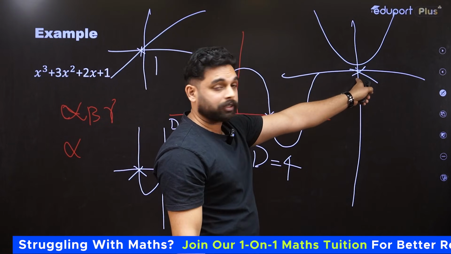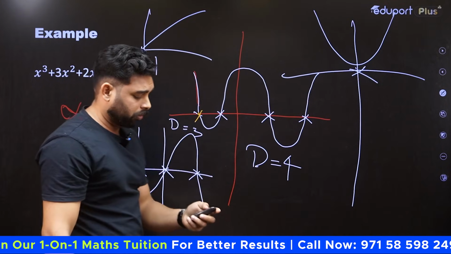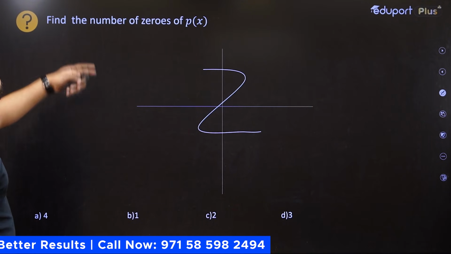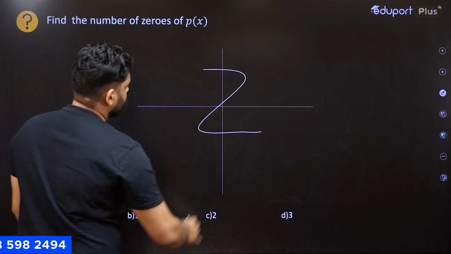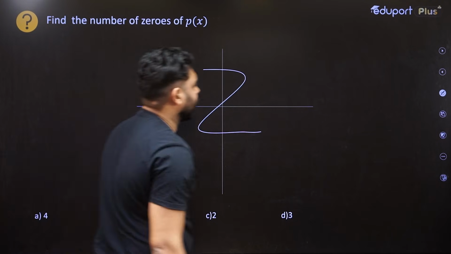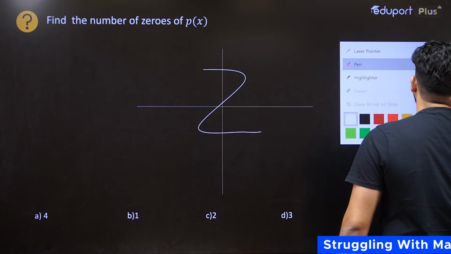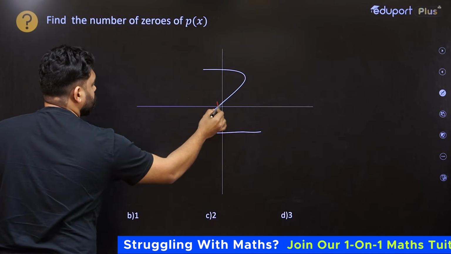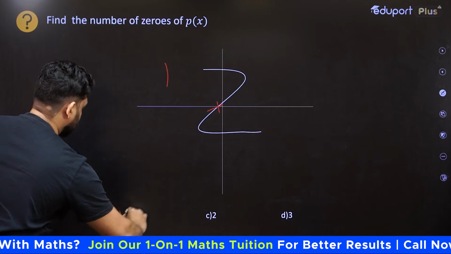It should touch the x axis to get the zeros. If it is not touching, there will be no zeros. So just do this problem, find the number of zeros of p of x. Here just look how many times it's touching the x axis. In this case the number of times this graph touches the x axis is 1. So the number of zeros will be 1.